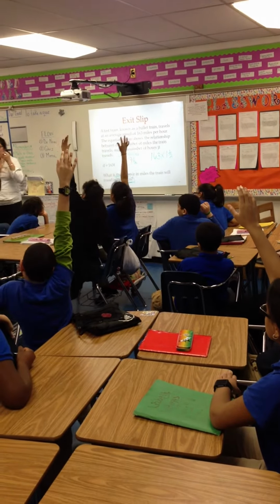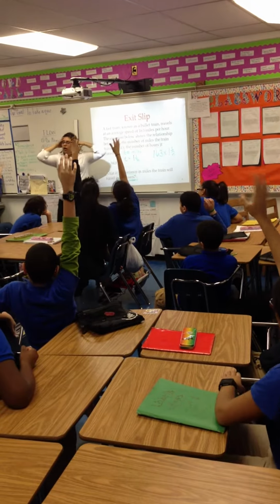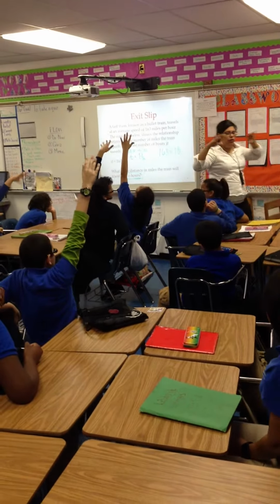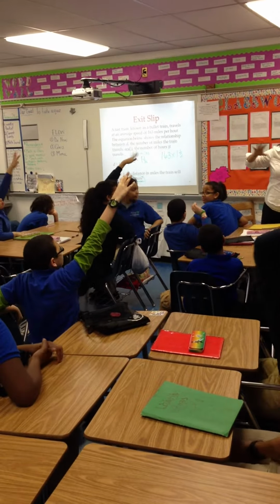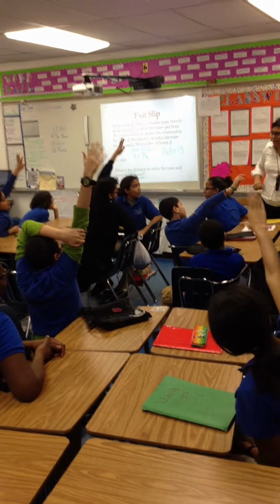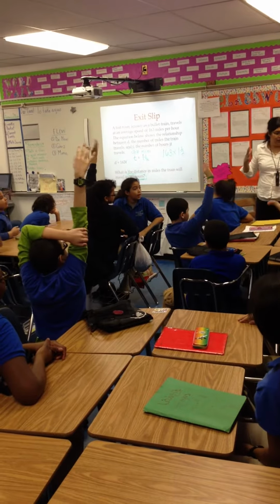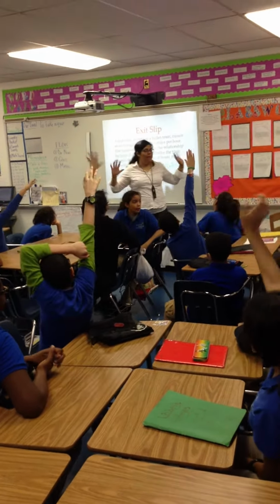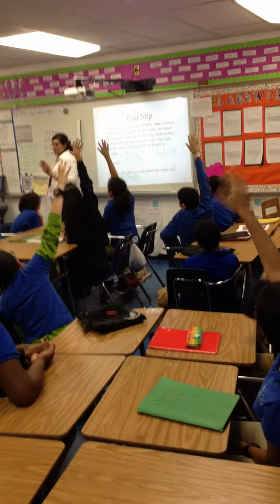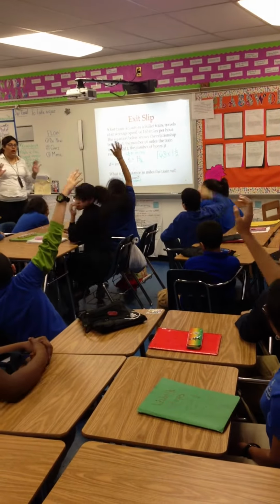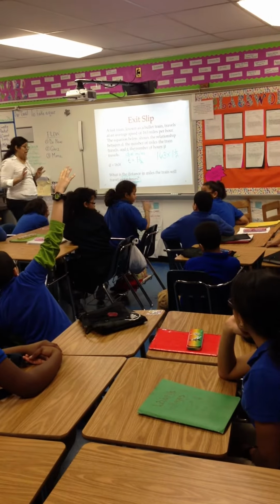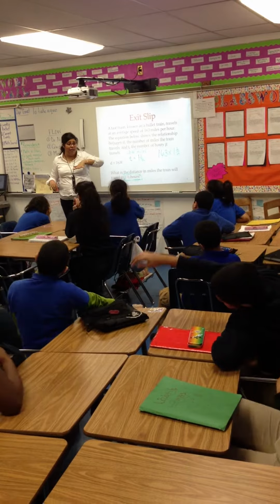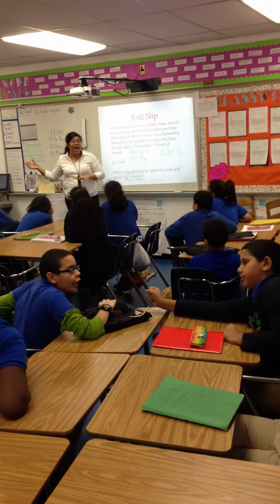How do I write 1.5 as a decimal? What's going on? How do I write 1.5 as a decimal? Think about money. If I have $1.50, what does that mean? Right. If I have $1.50, that's 1.5, right?